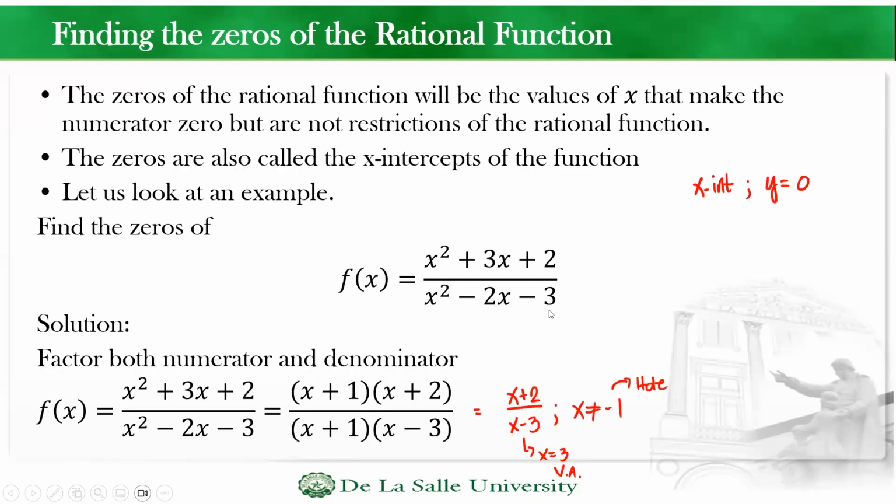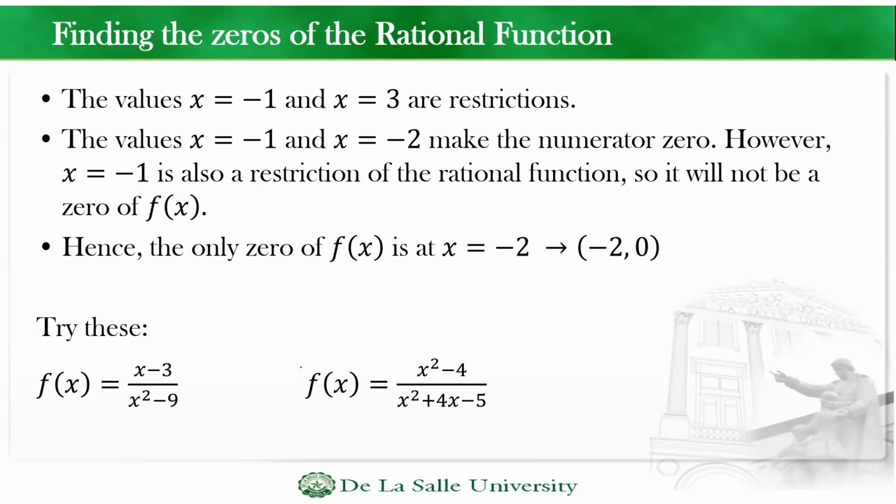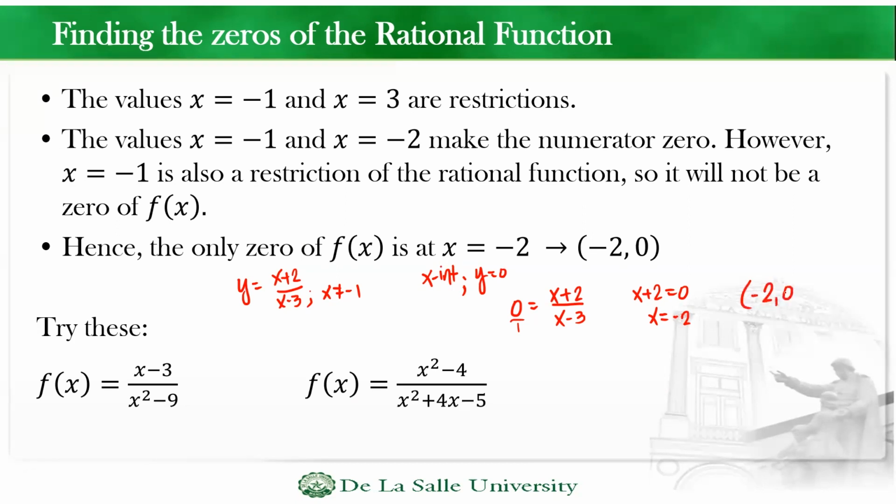Paano ba natin makukuha yung zero? Ganito. Y equals x plus 2 over x minus 3, x not equal to negative 1. So, ang sabi, 0 daw. So, that means it's the x-intercept when y is 0. So, 0 is x plus 2 over x minus 3. So, in order to solve that, di ba, crisscross, x plus 2 is 0. X is equal to negative 2. So, ang x-intercept natin ay negative 2, 0.